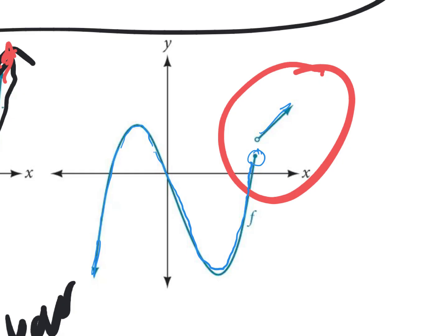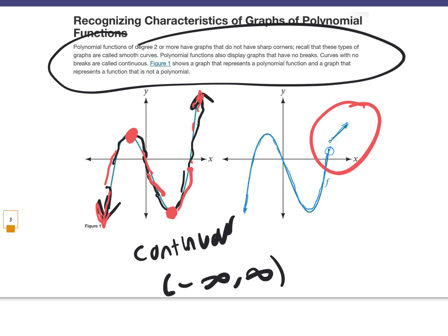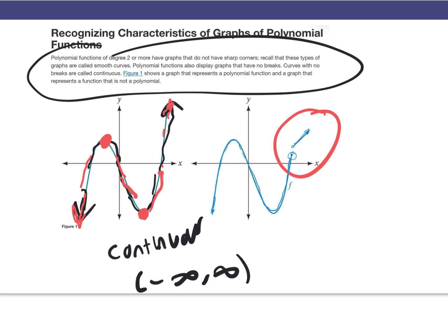So no more is this a polynomial. Sorry. If you read up there in what I circled, you'll see that this is not a polynomial. It's not continuous. If it's not continuous, it can't be a polynomial.